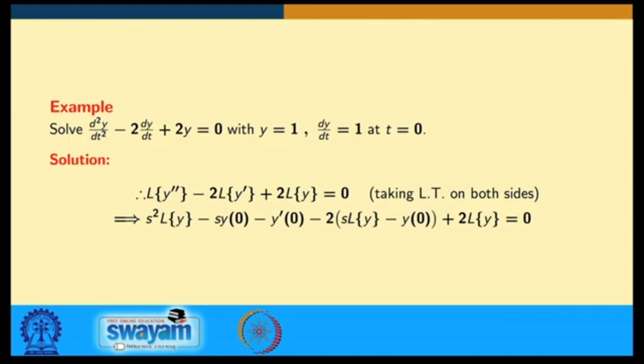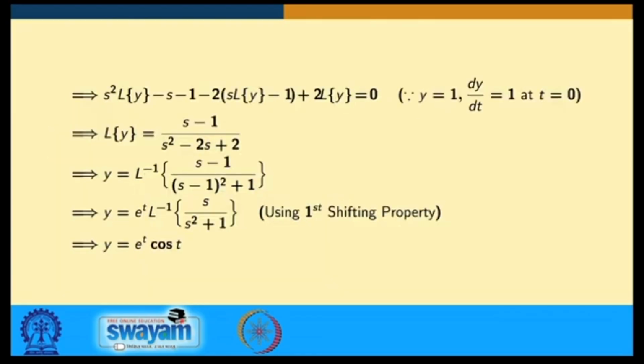I am taking the Laplace transform on both sides, I am obtaining this. From here I am putting the given conditions y equals 1, dy dt equals 1 at t equals 0. By substituting these values y 0 and y dash 0, I am getting this. So, now I am getting Laplace transform of y equals s minus 1 by s square minus twice s plus 2. So, that y is Laplace inverse of this.